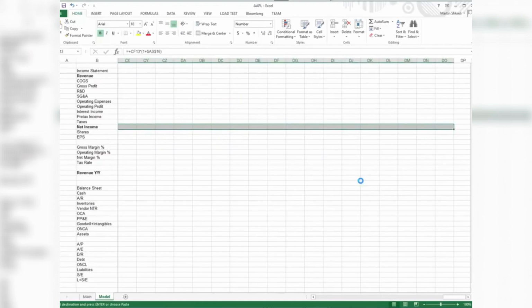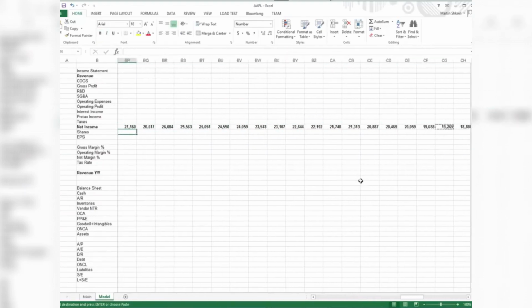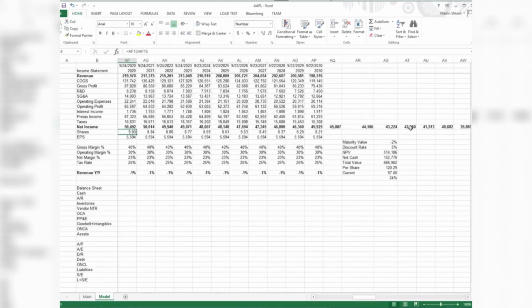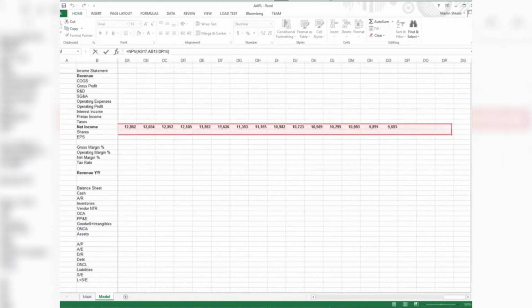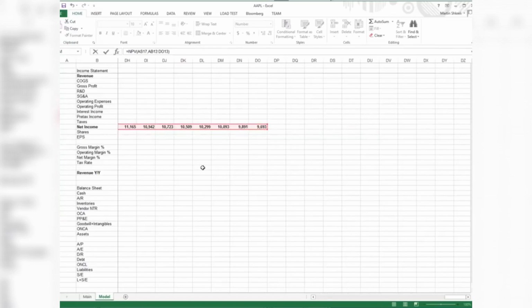It doesn't really matter how many years you go out. You go out 100 years, and after enough discounting, it's not worth much anyway. So what we do is take that NPV and extend it out. You can do this with the mouse or with the keyboard. I'll just do it with the mouse, just for pizzazz.